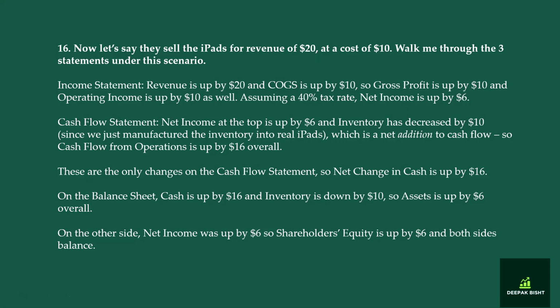And there are no other changes. So cash is up by 16. And on the balance sheet, cash is up by 16 because the closing balance is linked with the cash and cash equivalent of the balance sheet. Inventory is down by 10 in the balance sheet. So assets are up by 6. 16 minus 10 is 6. And on the other side, the net income was up by 6 and the shareholders' equity is up by 6. Both sides balanced.